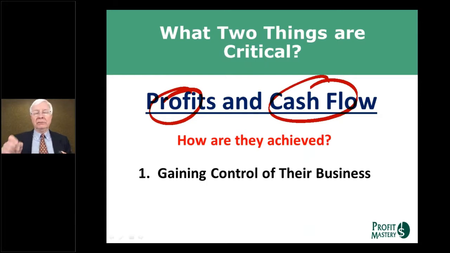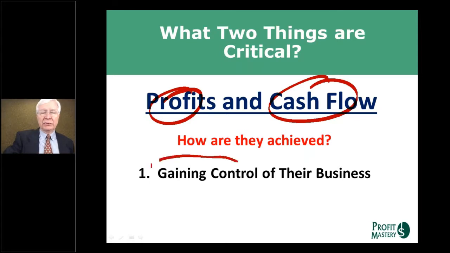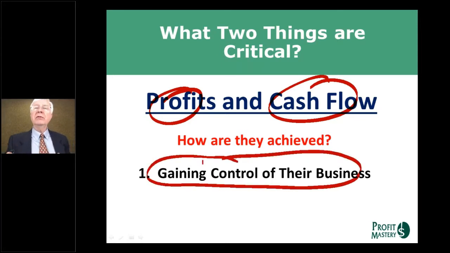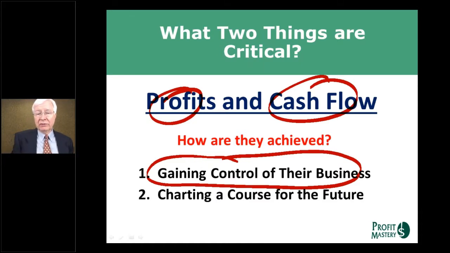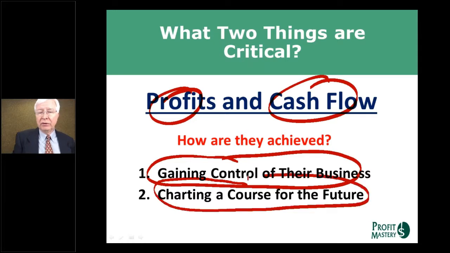What we want to do in Profit Mastery is we want to do two things. The first part of Profit Mastery enables a business owner to really get control of their business, to grab it and to understand where it's at, using ratios and using benchmarks to understand where they are in their business life and how they could be better. The second part of Profit Mastery, what we call day two, takes the business owner from where they are and moves them forward. We chart a course for the future.